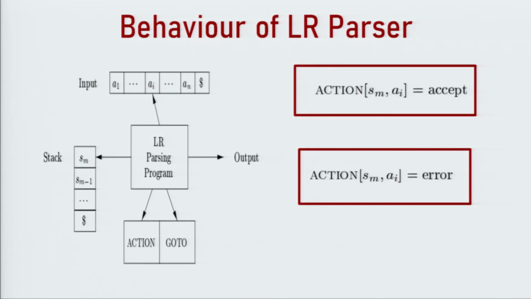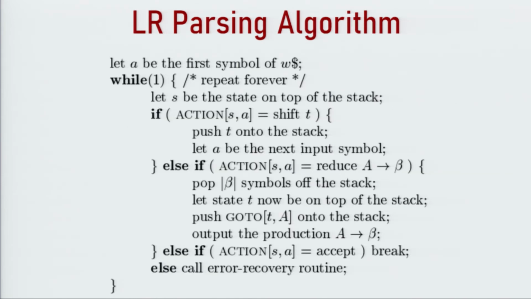Next, suppose in this particular cell for AI and SM the action is accept. In that case we announce successful completion of parsing. Next, suppose in the parsing table we have a blank entry; that denotes an error, and in that case we call an error recovery routine, which will handle it.